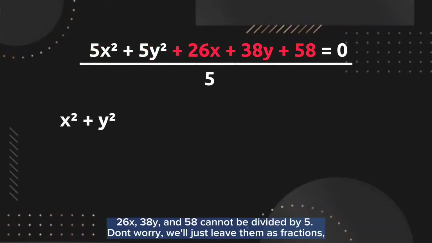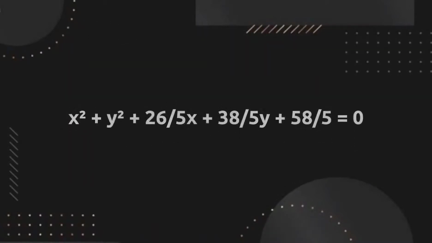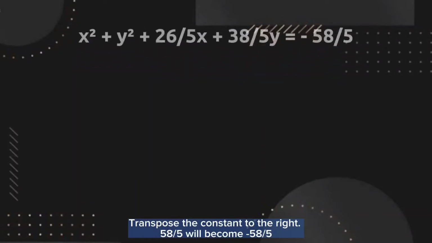26x, 38y, and 58 cannot be divided by 5. Don't worry, we'll just leave them as fractions. So it'll be 26/5 x, 38/5 y, and 58/5. And 0 divided by 5 is equal to 0. Transpose the constant to the right. 58/5 will become negative 58/5.